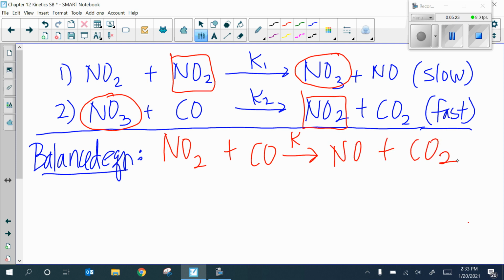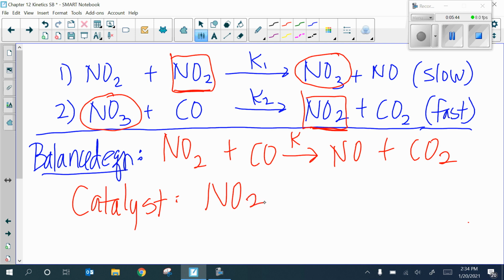Okay, so if I apply the definitions that we just said, we said a catalyst is present as a reactant, again as a product, but is not in my overall reaction. So that would be the one that I put a square around. So that is going to be my catalyst: nitrogen dioxide, which was added to speed it up. Now, can a catalyst be present in the slow reactant? Yes, it can. It also can be in our overall rate law, even though it's a catalyst.